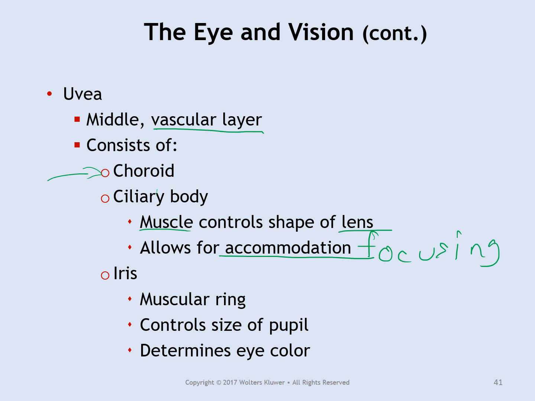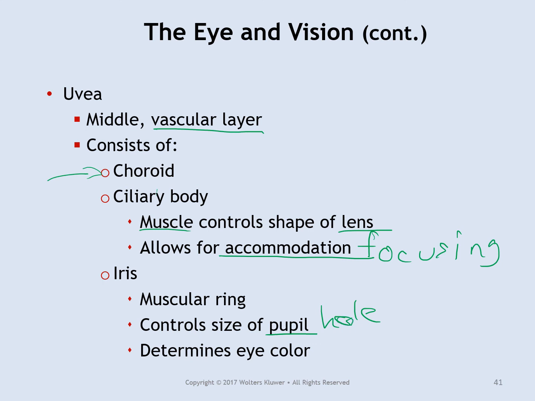This is why people will wear bifocals. Part of the glass lens will allow them to look at stuff close up. Part of them will allow them to look at stuff that's very far away. The iris is a little muscular ring, a sphincter muscle, that controls the size of your pupil. The pupil is just a little hole in your eye.